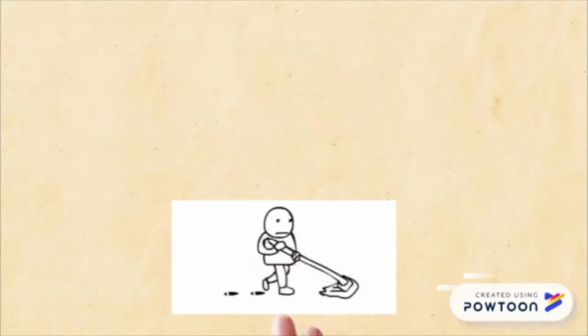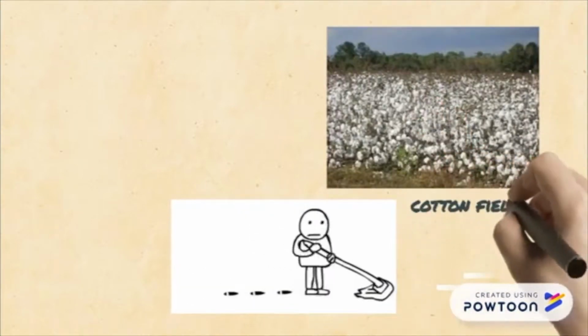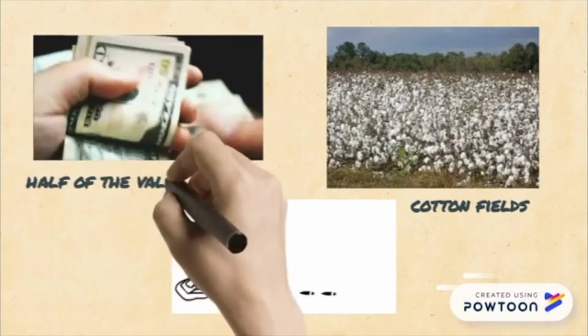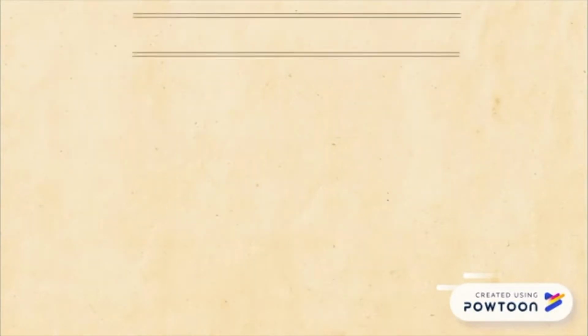Enslaved African Americans performed all kinds of work, but slavery mainly meant backbreaking field work. They grew cotton, which accounted for over half the value of all United States exports.